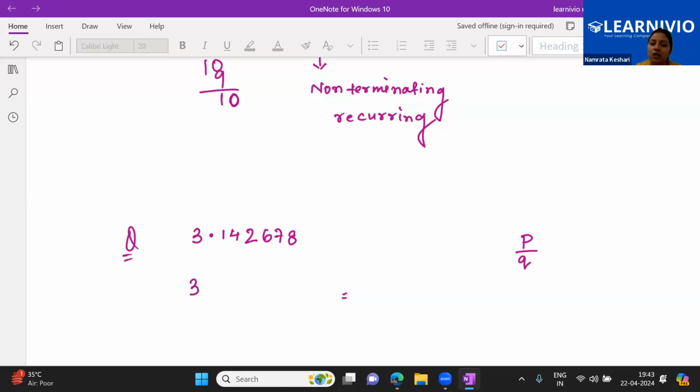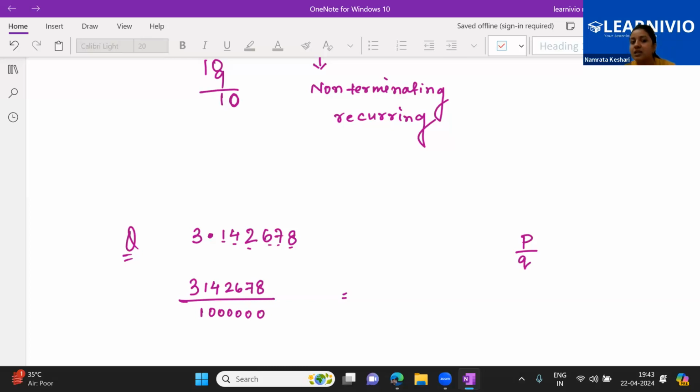That is 3142678 over 1 for the decimal, and how many digits are there? How many zeros shall I write here, Samya and Saad? Ma'am, 6. 6 zeros. Let me count: 1, 2, 3, 4, 5, 6. Perfect. This is how we need to write it in the form of p by q.